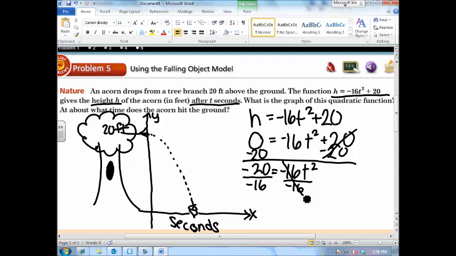Okay, what is a negative divided by a negative? Positive, so we don't have to worry about signs. Okay, I can do this without a calculator, right? What divides into 20 and 16? 4. 20 divided by 4 is 5, and 16 divided by 4 is 4. 5/4 is the same as 1.25. That equals t squared, which is great, but we want to know what t is.